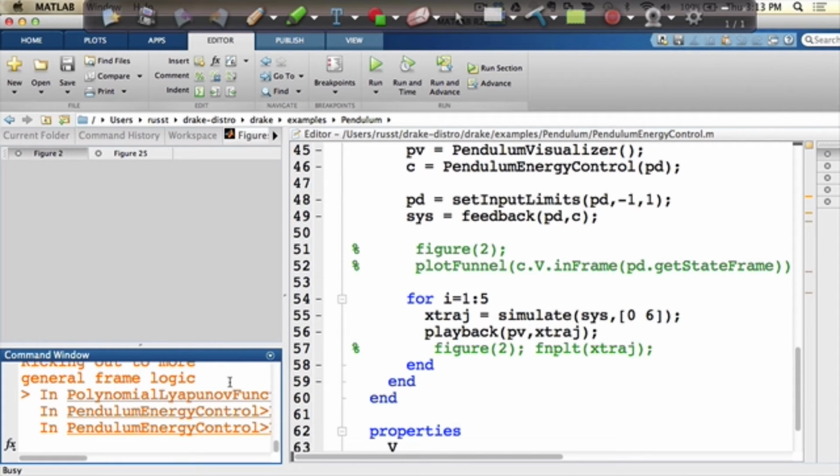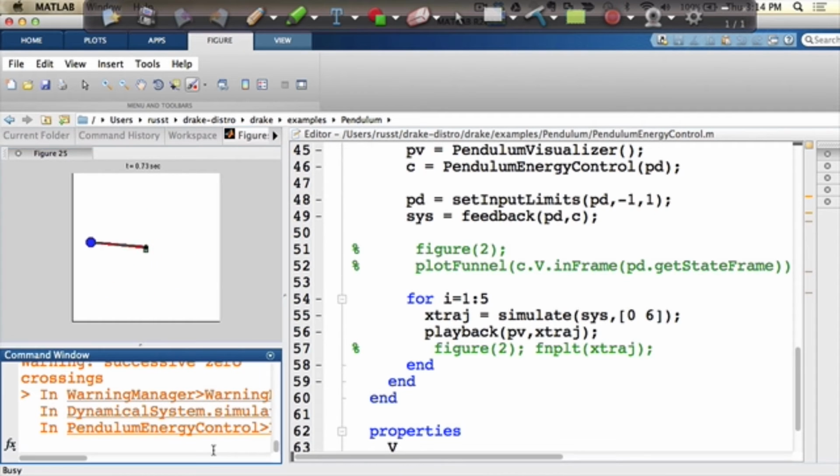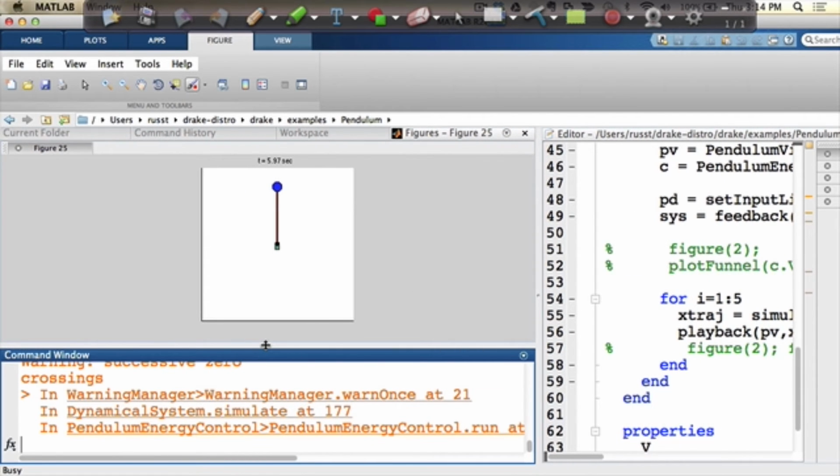Takes a second the first time because it computes the region of attraction, which is dominated by loading the code that computes the region of attraction. But it's been simulating behind the scenes and I just didn't realize it. Okay, so it pumps up and it stabilizes just the way we'd think, right?